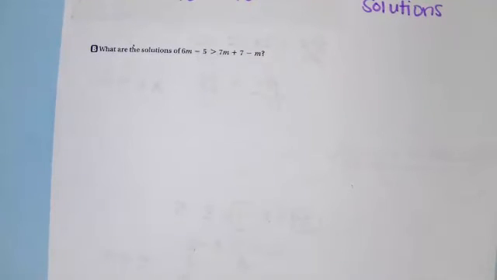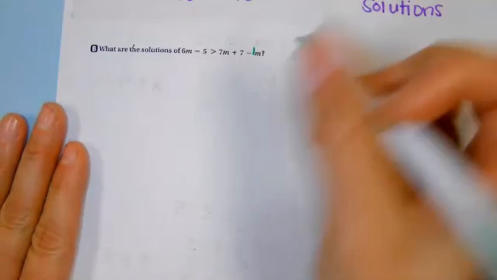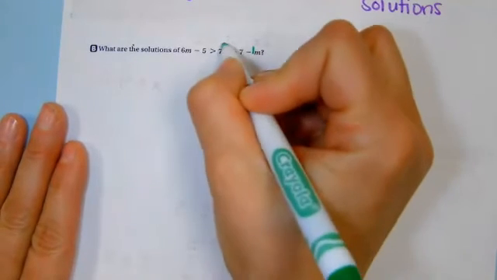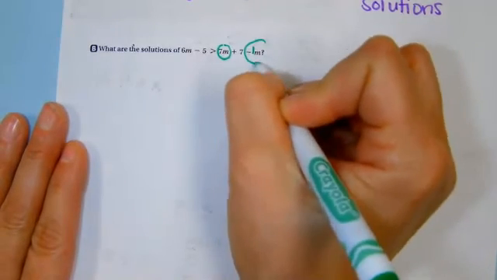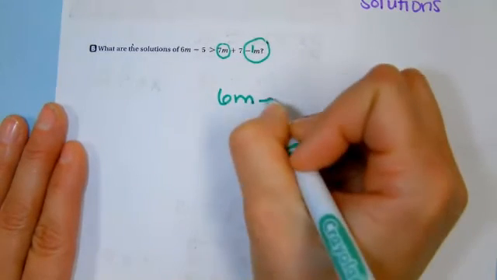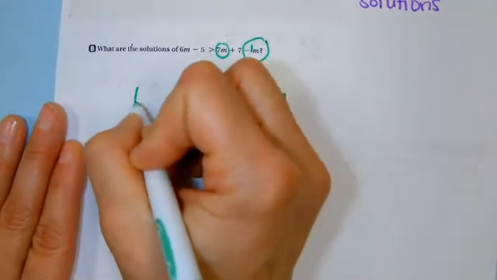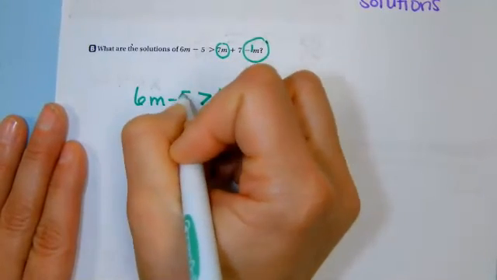The next one says, 6m minus 5 is greater than 7m plus 7 minus m. Okay, remember there's a hidden 1 here on this m. Okay, so let's combine like terms. So 7m minus 1m on this side is going to give me 6m. Bring down that plus 7. Bring down our inequality, and then let's bring down this side, 6m minus 5.